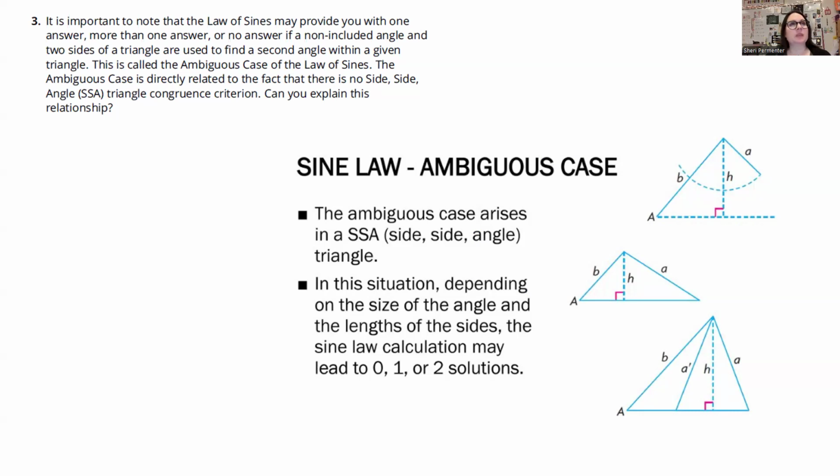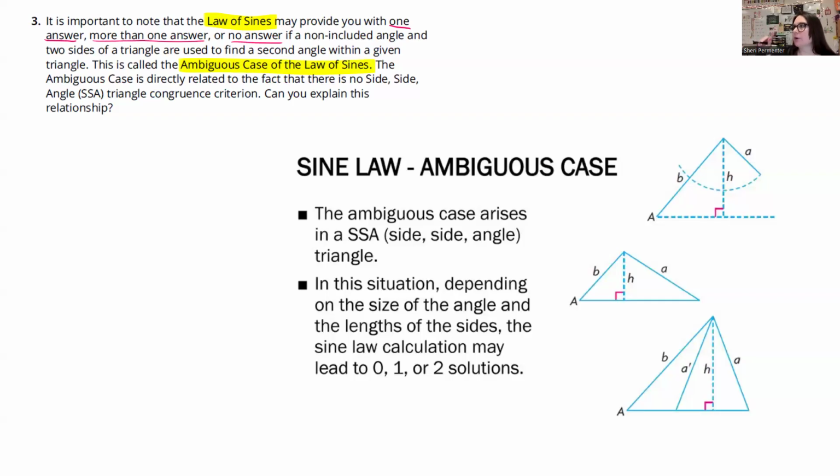It's important to note that the law of sines may provide you with one answer, more than one answer, or no answer. This is called the ambiguous case of the law of sines. And this only happens with one case of triangle.